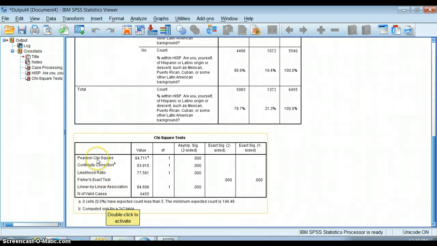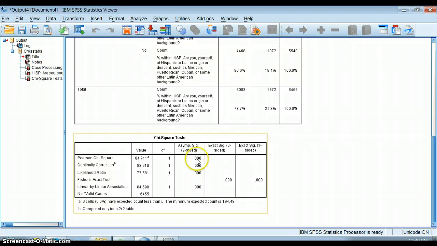Next, I'm just going to look at the details in this row. This is the only row that matters. You don't need to know how to interpret the rest of these rows. So this is the Pearson chi-square value. Don't worry about interpreting the value; we often report it as chi-squared equals 84.711. Usually the higher the value, the more significant it is. Right? The degrees of freedom is 1. This is a very small crosstab. It has very few rows and very few columns.